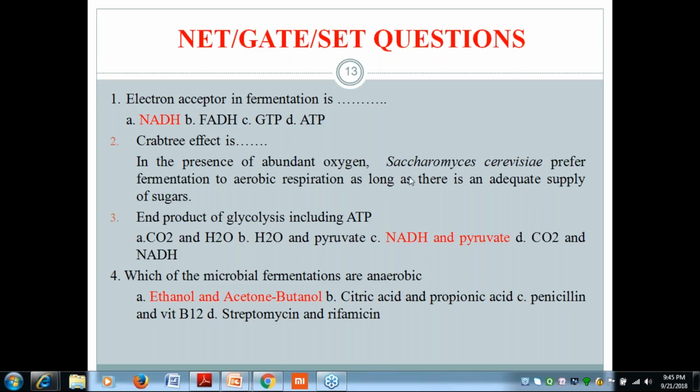I already gave the answer that we know. In the presence of abundant oxygen, Saccharomyces cerevisiae shifts from fermentation to aerobic respiration, as long as there is an adequate supply of sugars, that we know.